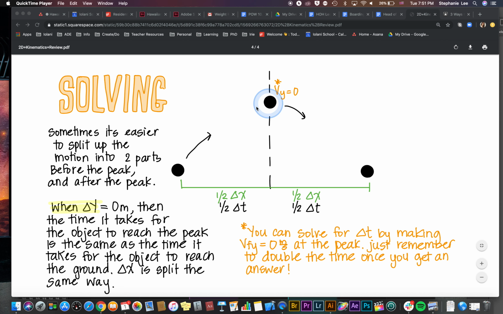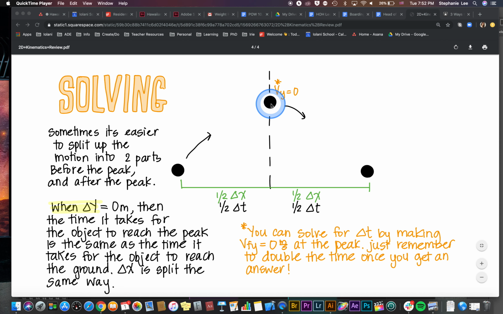Something else to recognize when projectiles are fired and land at the same location, meaning delta y is 0, is that the shape of the parabola is symmetrical. And what that means for us is that the trajectory, or the time in the air, is split in exactly half. So it takes exactly half of the time for this projectile to reach the peak and exactly half the time for the projectile to fall back down.